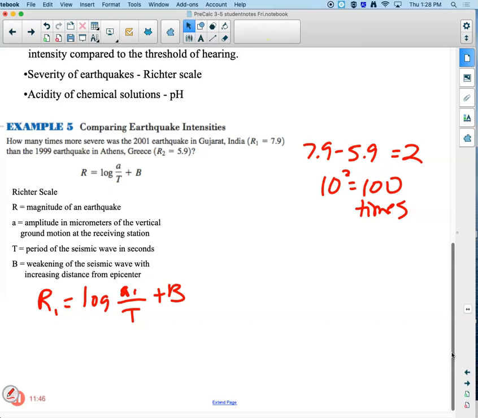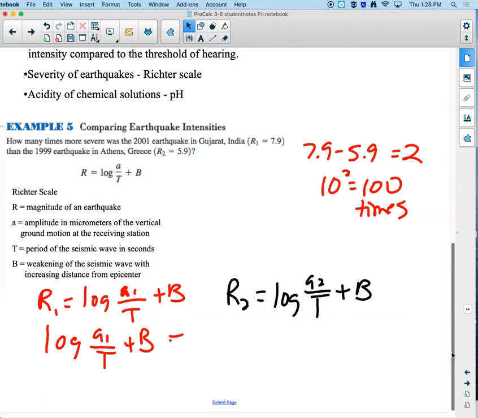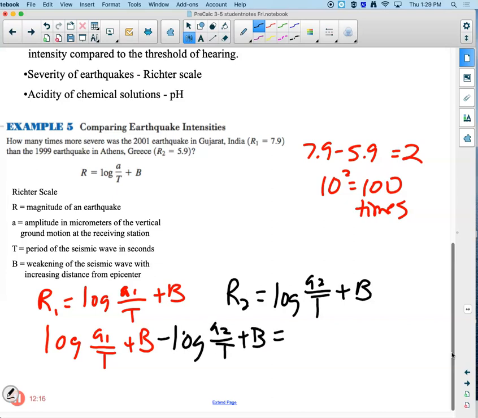And then R sub 2 has a different amplitude. I keep wanting to write the amplitude first. Log of A sub 2 over T plus B. Now we're supposed to compare these two, which means we'd subtract them. So we'd take the logarithm of A sub 1 over T plus B and subtract the logarithm of A sub 2 over T plus B. And that should give us the same result as 7.9 minus 5.9.